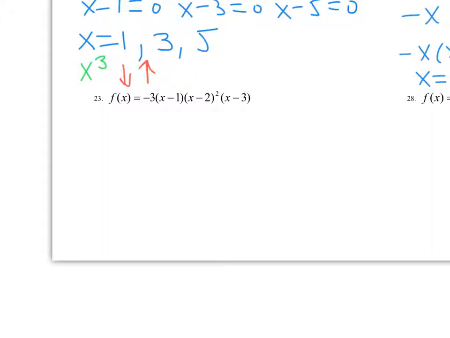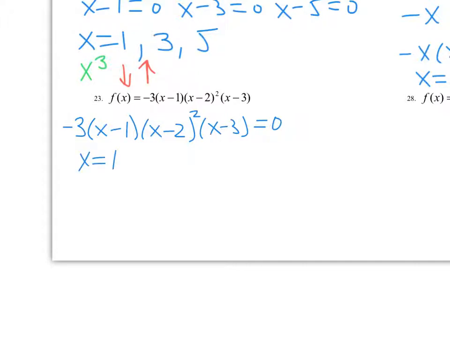Okay, this next one, we also are in factored form, so we set it equal to 0. And we've got, let's see, this x minus 2 is squared. Okay, so this negative 3, that doesn't have any x's in it, so that's not going to give us any solutions. But the x minus 1 will give us the solution x equals 1. The x plus 2 will give us solution x equals negative 2. And x minus 3 will give us the solution of x equals 3. So we get 3 x-intercepts.